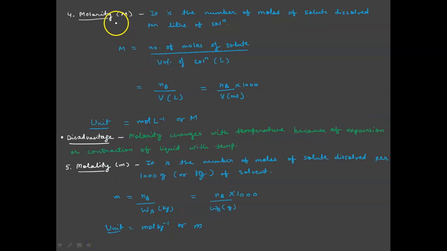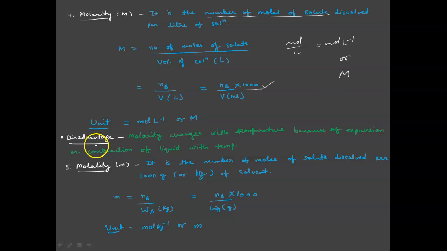Now comes the fourth method, molarity. It is the number of moles of solute dissolved per liter of solution. So basically it is the number of moles of solute divided by volume of solution in liter. If you are using volume in ml, multiply by 1000 in the numerator. So the unit will be mole per liter, or you can write capital M for the molarity symbol.